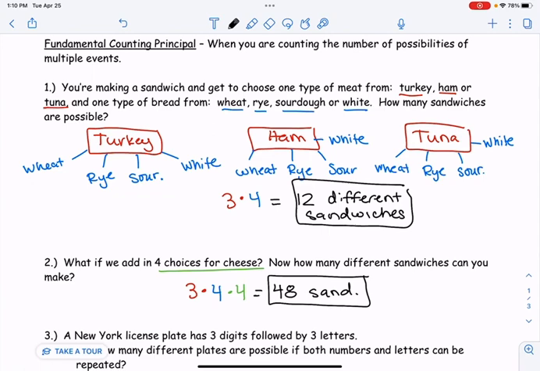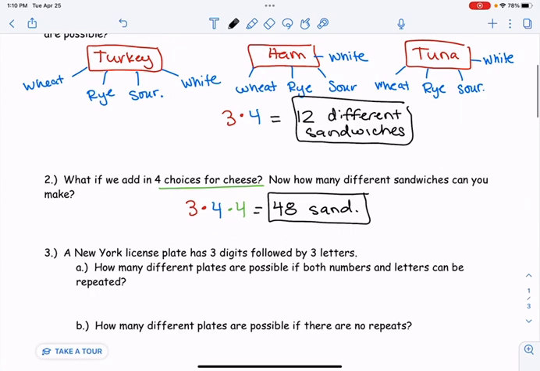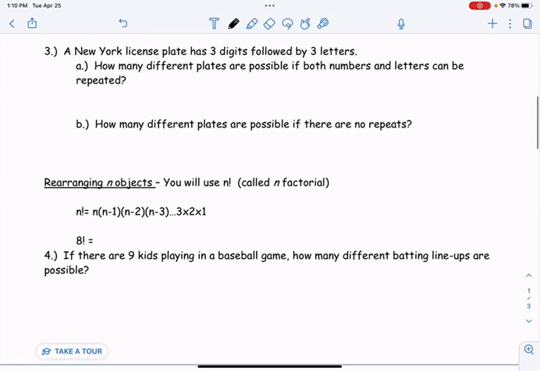Let's take a look at the idea of license plates. In New York, a license plate has 3 digits followed by 3 letters. We want to take a look at 2 different cases. How many different plates are possible if both numbers and letters can be repeated? How many different plates are possible if there are no repeats?